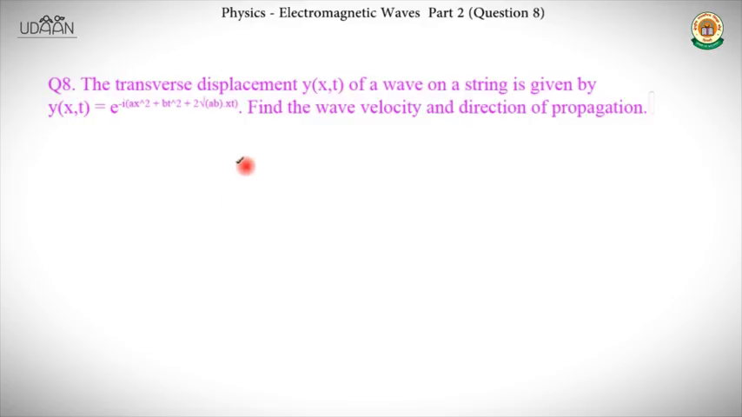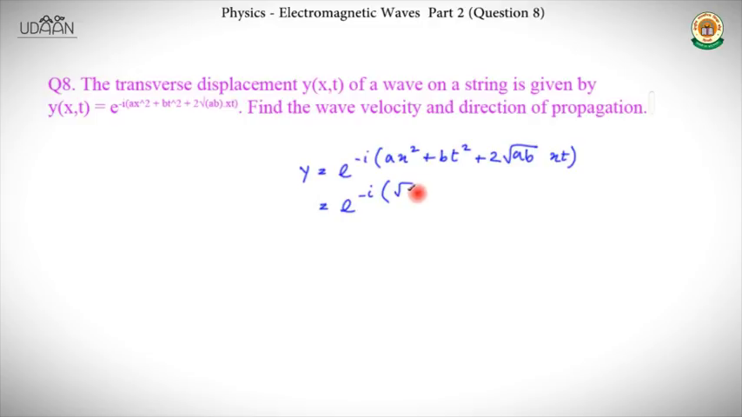For this we have y, which is the given wave equation for a wave on a string. So for this we have y equals e to the power minus i (a x square plus b t square plus 2 root of ab into xt). So basically we can convert this into e to the power minus i (root a into x plus root b into t) whole square. Correct. So this is one fairly simple equation.